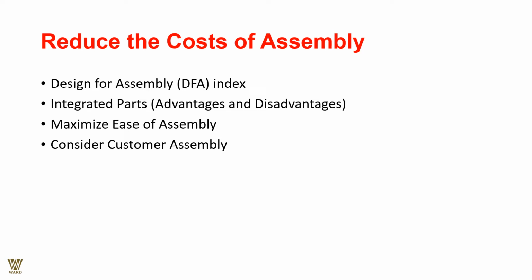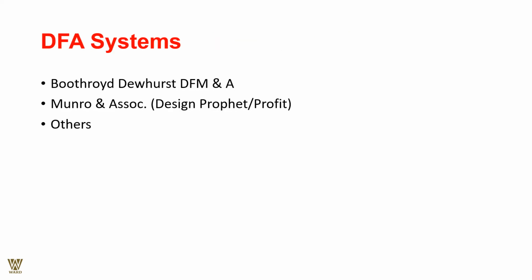Reduce the cost of assembly. Design for assembly, DFA, as I said, along with DFM, design for manufacturing. Integrated parts have their own advantages and their own disadvantages. Maximize ease of assembly and consider the customer's assembly line as part of the cost. If we can have a standardized product, believe me or not, the assembly line becomes much simpler. The cost can be further reduced or hammered down altogether, and this has its own pluses and minuses nevertheless.